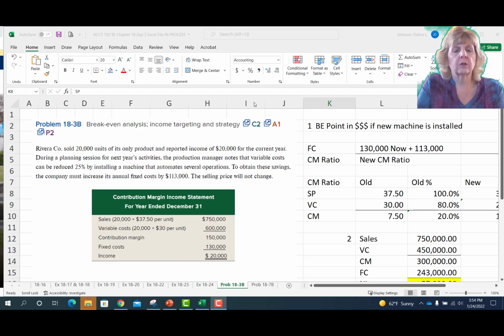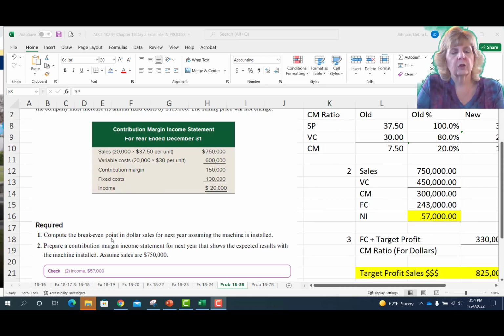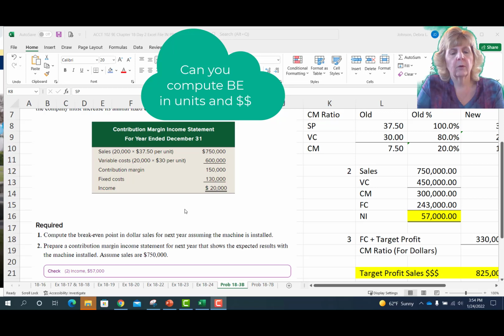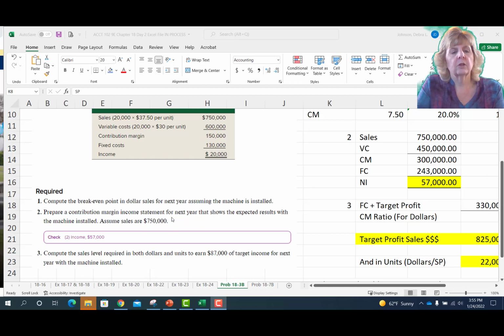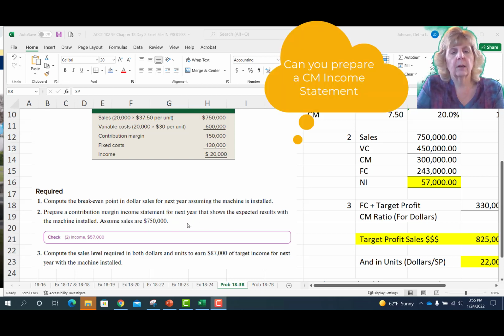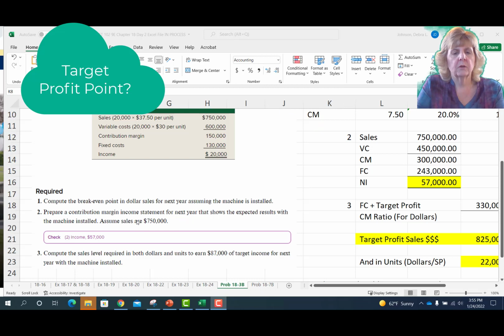So the author asked you to do several things. He asked you to compute the break-even point for next year, assuming they go ahead with purchasing that machine. They ask you to do a contribution margin income statement for next year that shows the expected results of the machine installed. They want you to assume that sales will be $750,000. So that sounds like a contribution margin income statement. And then finally, they're not happy with breaking even, and they're not even happy with the current net income.